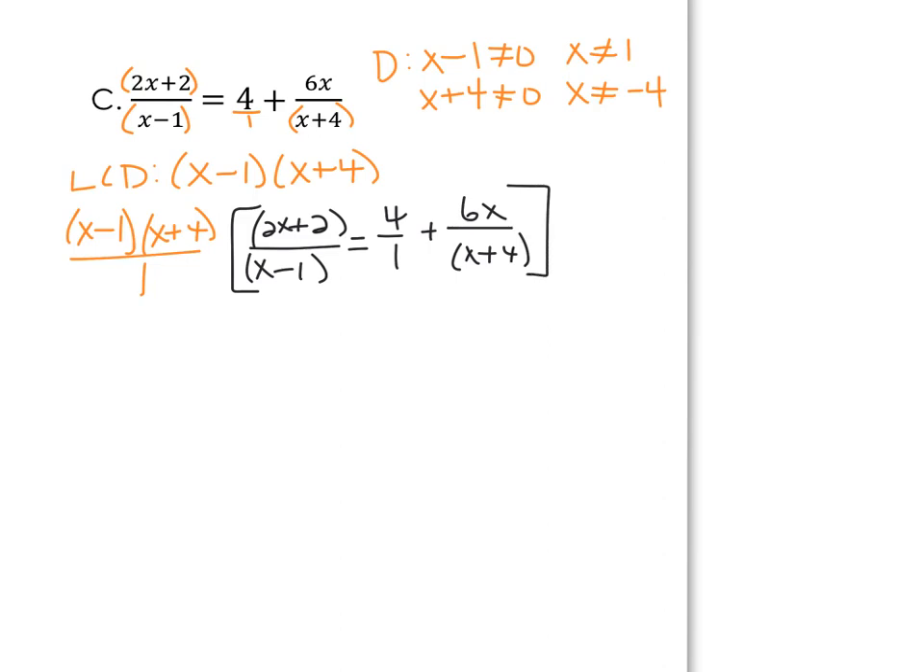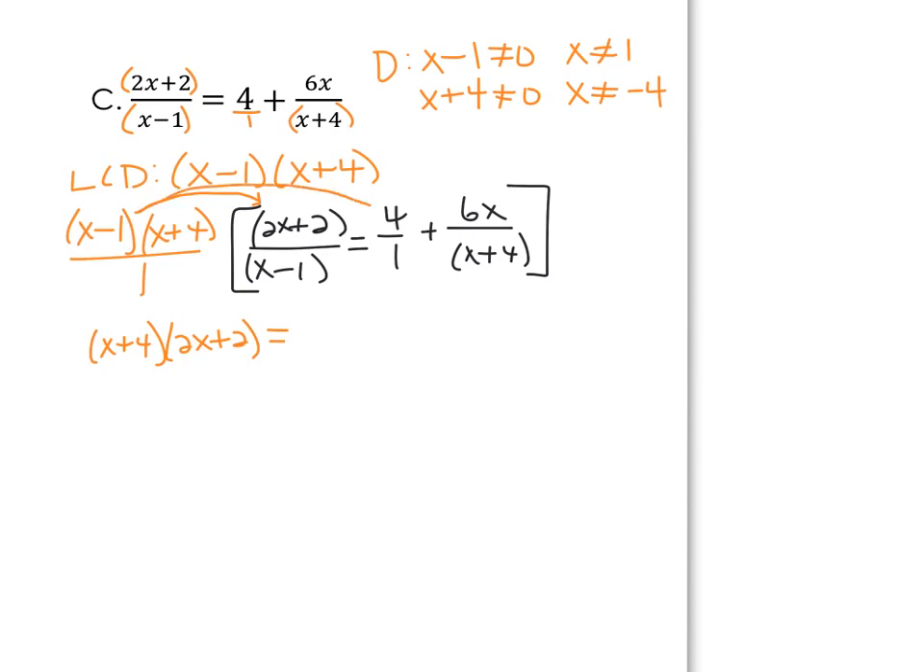Now, this one gets a little messy, so take your time and make sure you're following along. When we distribute the LCD into the first fraction, the x minus 1s would technically cancel, but we'd still have x plus 4 times 2x plus 2. And we'll have to FOIL that. And then it gets even crazier.